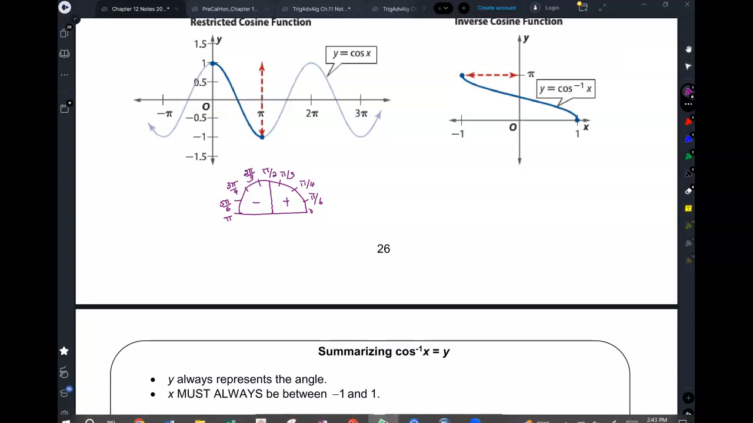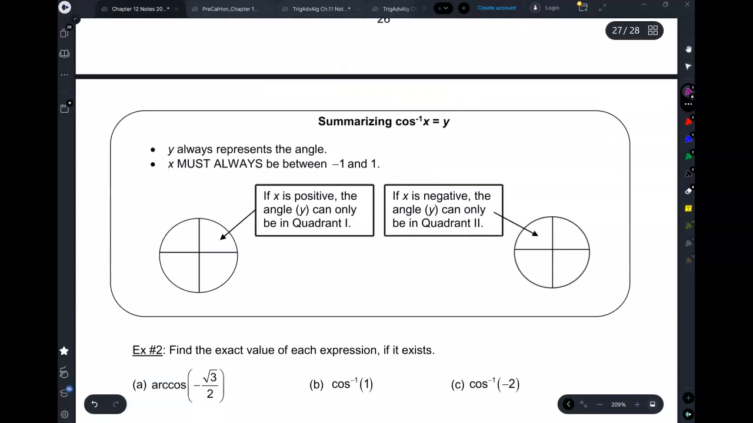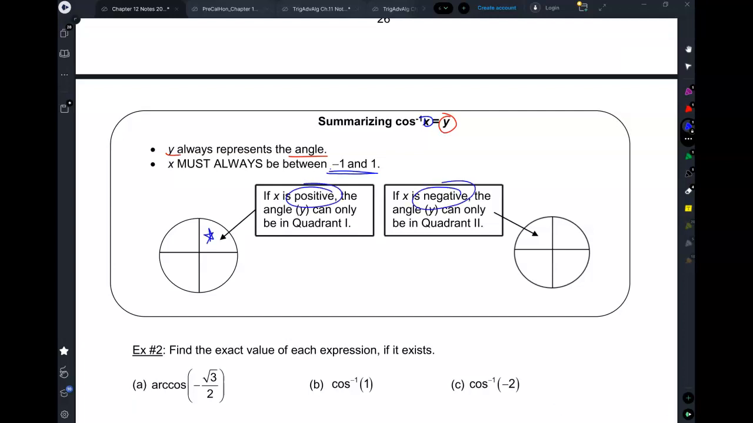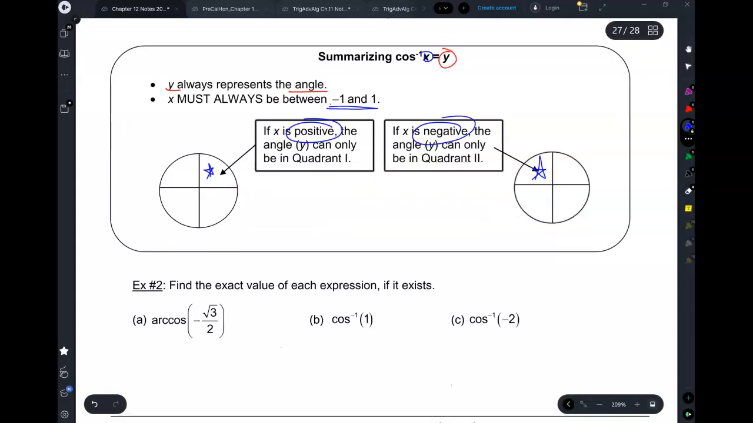Cosine is positive here and negative here. So let's summarize this. If you have something like this, y always represents the angle. So the answer is always the angle. X must always be between negative 1 and 1. And then if x is positive, it's got to be in this quadrant. If x is negative, it's got to be in this second quadrant. That's it. Okay?